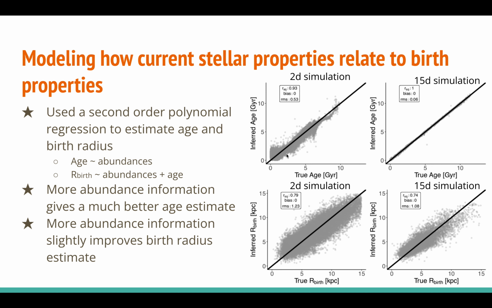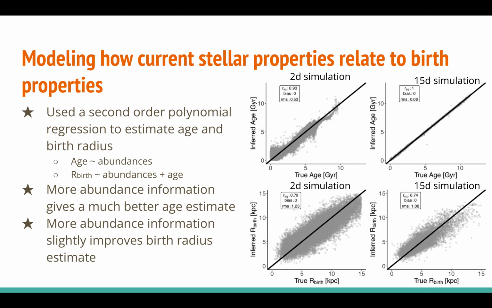Estimating R-birth, on the other hand, does not significantly improve when we include more abundances. And we find that in both simulations, we can estimate R-birth to within just over 1 kiloparsec. Now, as I mentioned, I only use a second order polynomial, so nothing really complex here.